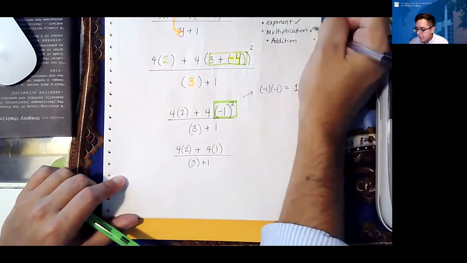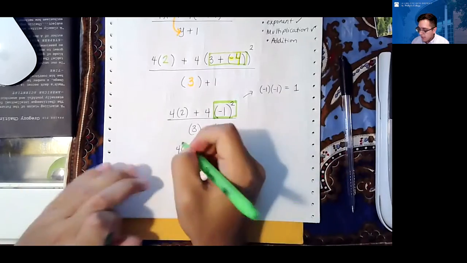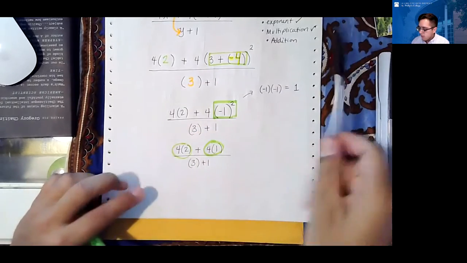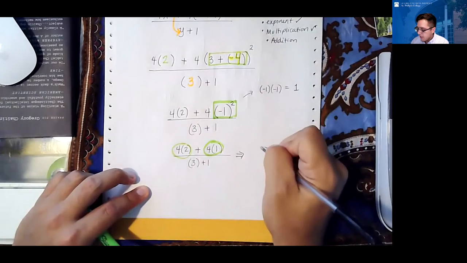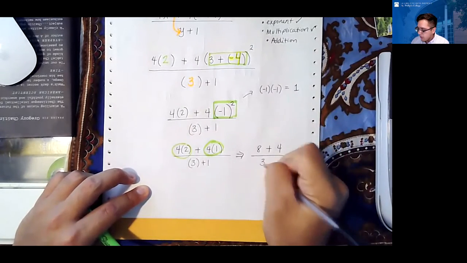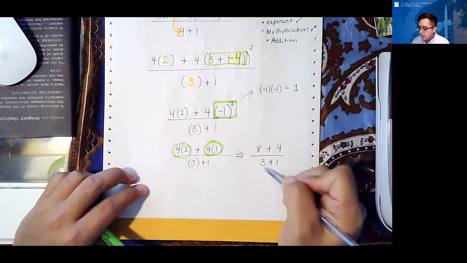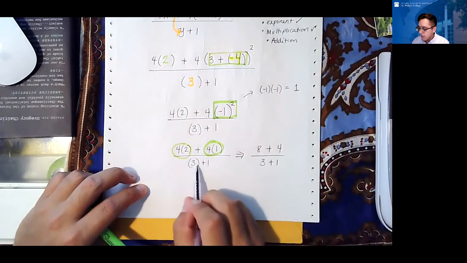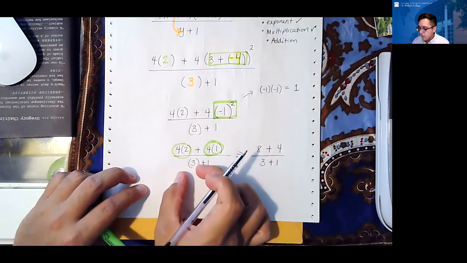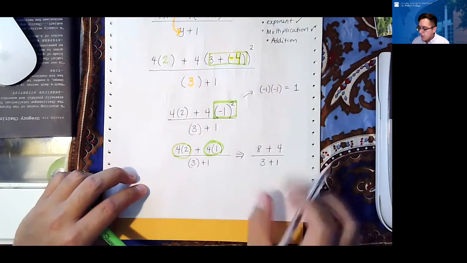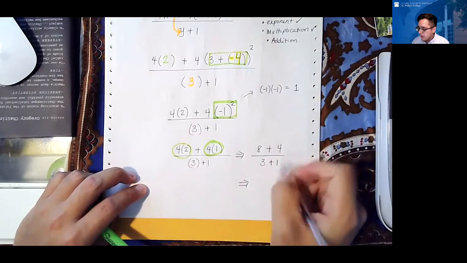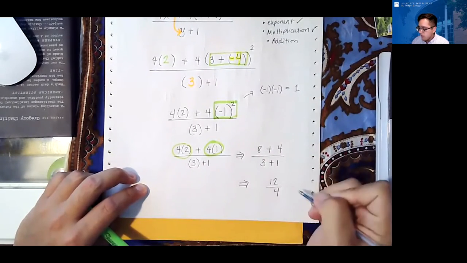Well, now I'll take care of the multiplication. So I can multiply out the 4 times 2 and the 4 times the 1, which will give me 8 plus 4 on top. And then we have 3 plus 1 on the bottom. And I'm just going to go ahead and drop the parentheses here because there's nothing to do with that 3. The parentheses are sort of excessive. We don't need them. And now we can just go ahead and take care of this addition. So we should get 12 here on top over 4.